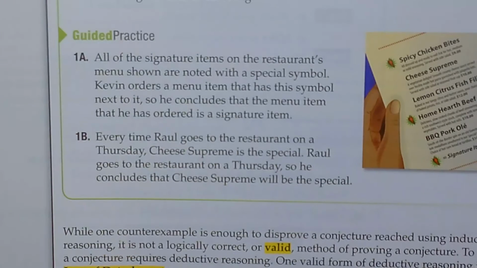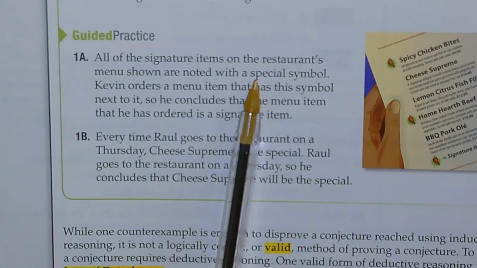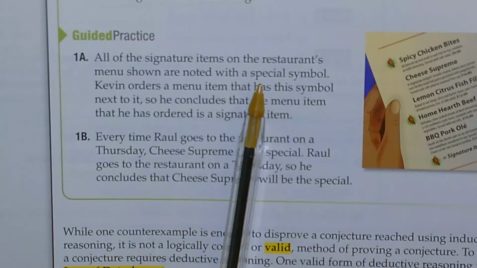So what we think about is, is this something where he's guessing and making a conjecture himself, or is it something that is a rule or something that has been told, where the premise is true to begin with and he's just applying that? So when you think about this, since the signature items have this special symbol, that is a premise that we already know is true.